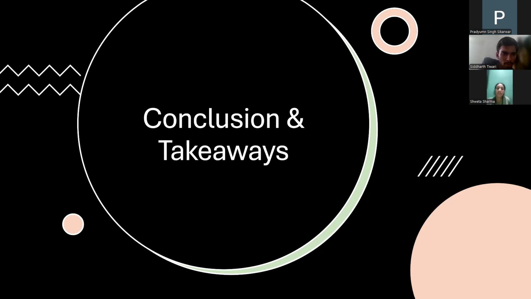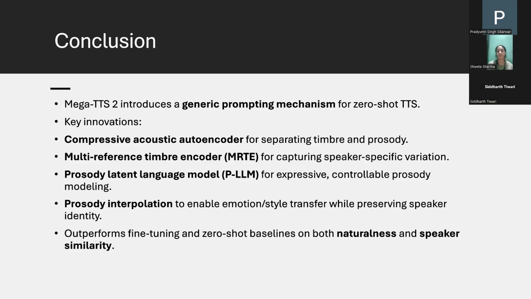So to conclude, Mega-TTS 2 revolutionizes zero-shot text-to-speech, which clones voices using just a 10-second audio sample without training, as noted on slide 6. It introduces a generic prompting mechanism, overcoming the limitations of single sentence prompts in older systems, as shown in slide 10, making cloned voices more natural and expressive, as per slide 8.